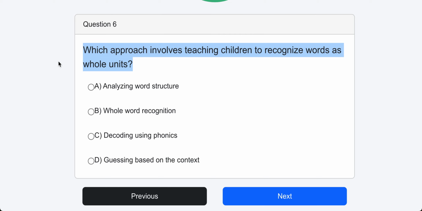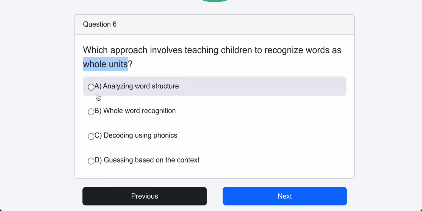All right, take a moment here to read the answer options, and then together we'll identify the correct solution. All right, so we are talking about how to teach children to recognize words as whole units. Make sure that when taking your Rica test, you are looking for these key terms that you can pick out in order to match with the correct answer option, whether that's A, B, C, or D.